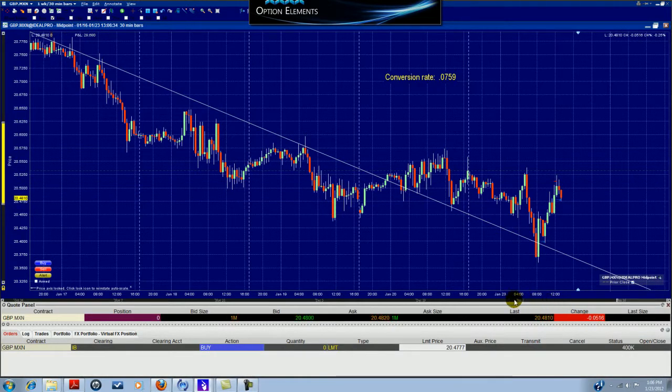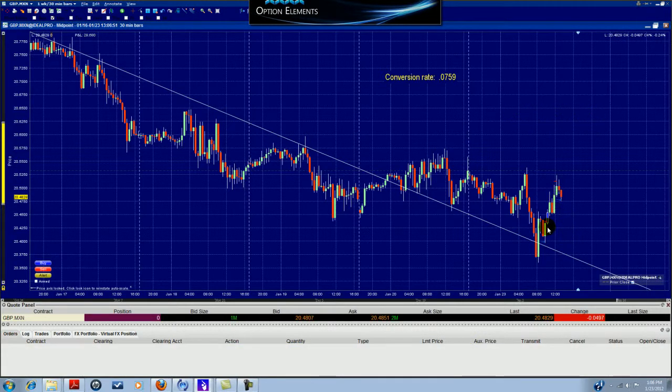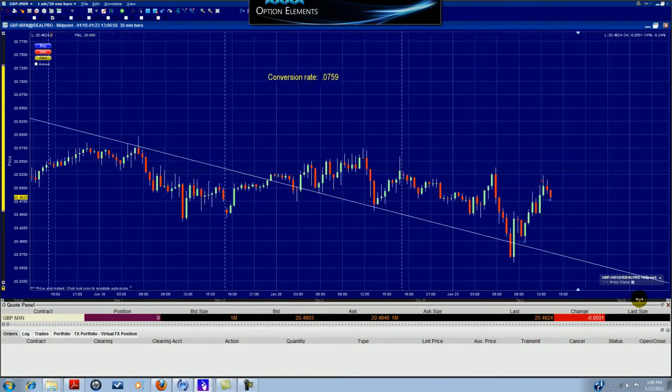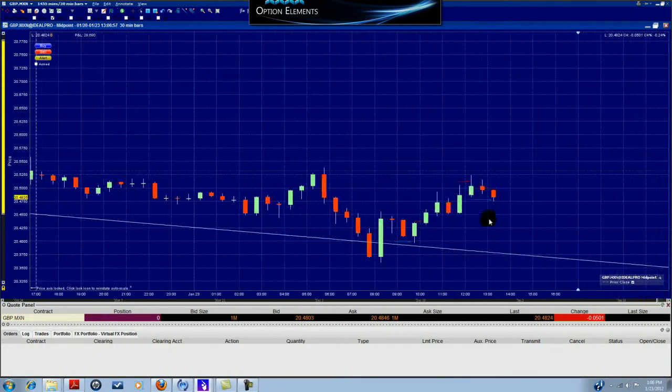Okay, we just got filled in our British pound Mexican peso short trade, which we just did. As you can see here, we just bought at 20.4777. We'll call that 77.7 is actually where we bought, on the blue line right there. Now, I can zoom that in so you can see it a little bit better. Here we go. We sold here and we bought here just now.